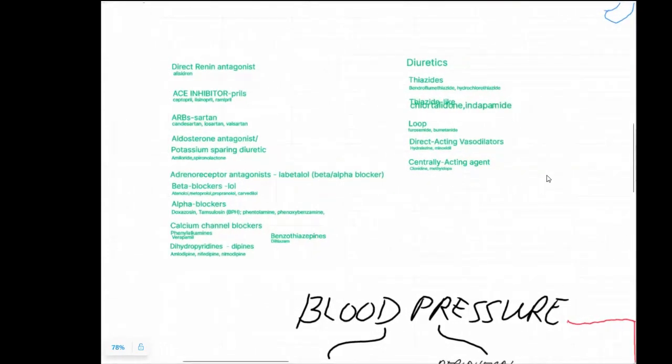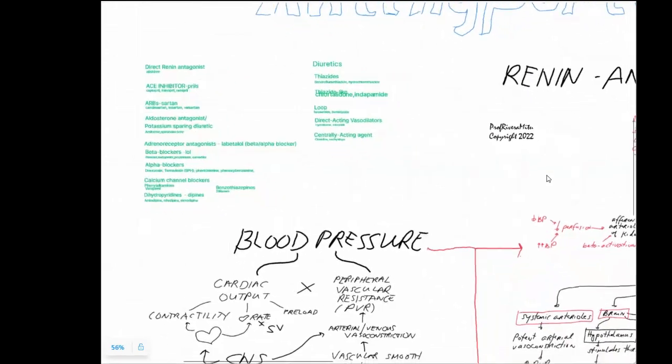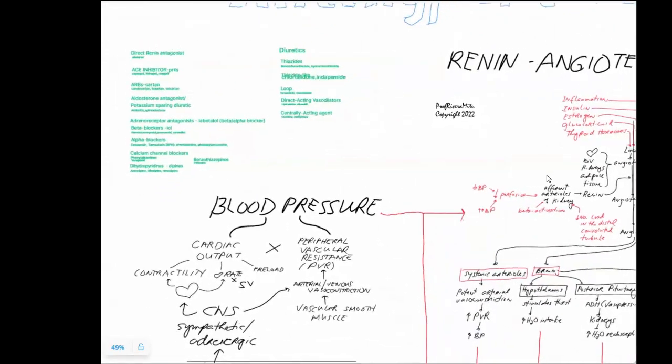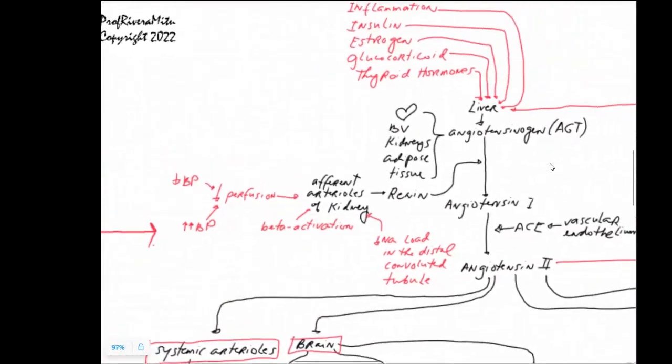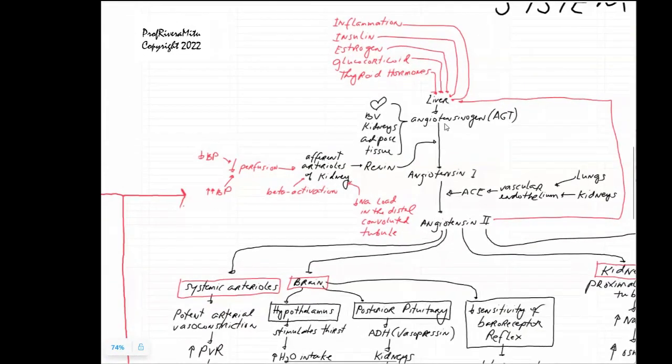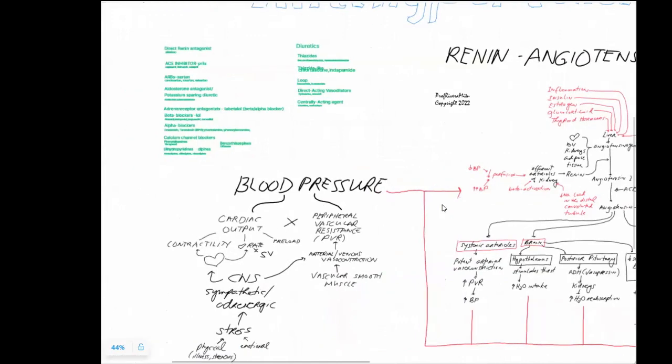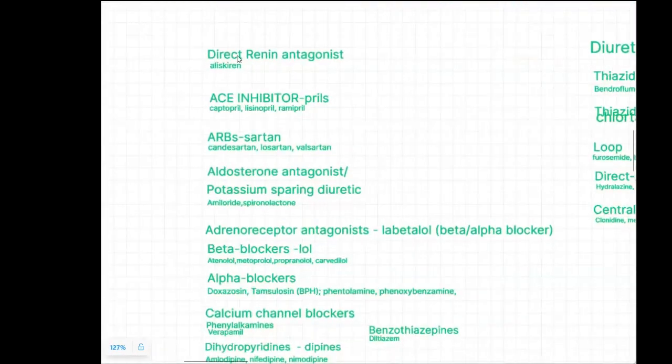If we look back at this RAS, we can see that after the release of angiotensinogen from the liver, renin, which is released by the kidneys, is necessary in converting that to angiotensin 1. So if a drug such as the direct renin antagonist is given, then that antagonizes the effect of renin. And so that nips this whole thing in the bud.